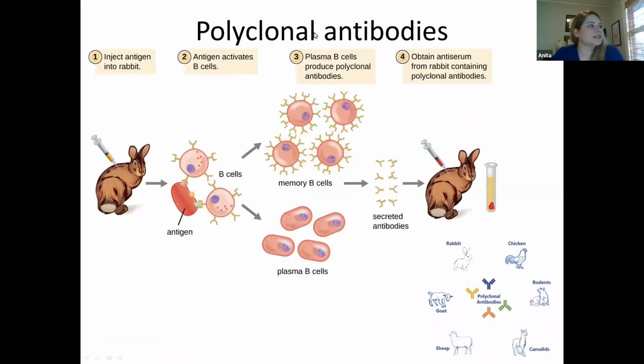So how do we make polyclonal antibodies? I'm sure you've seen these kinds of diagrams. You basically put the antigen into a rabbit. You get activation of the immune system, and you start getting antibodies against pieces of the antigen. Then you can take those cells and obtain antisera, basically getting the antibodies out of the serum. So typically when we talk about polyclonal antibodies, we talk about rabbit, chicken, rats, camelids, sheep, and goats.